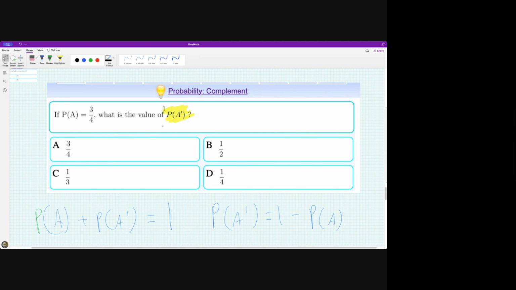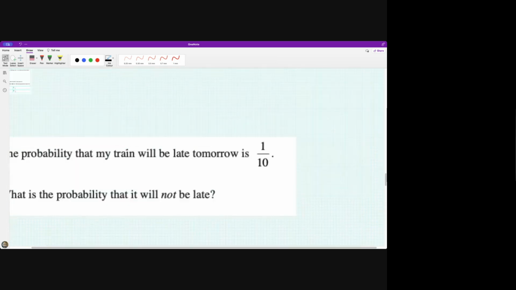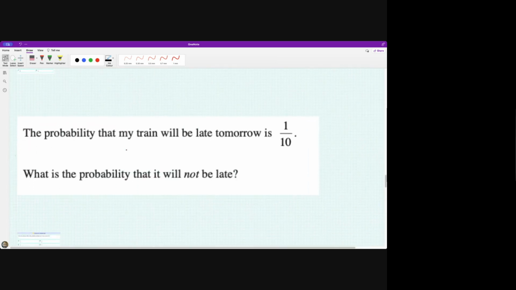So if you know that the probability of A is 3/4, what is the probability of the complementary event occurring? So we just have 1 minus 3/4, which is 1/4. And so the answer is D. So that's some more probability language. Here's some more stuff like that.